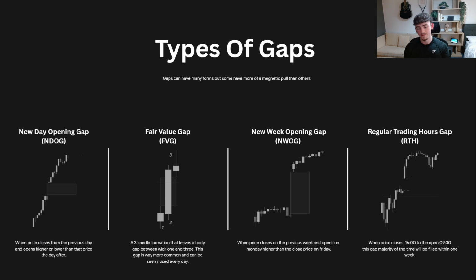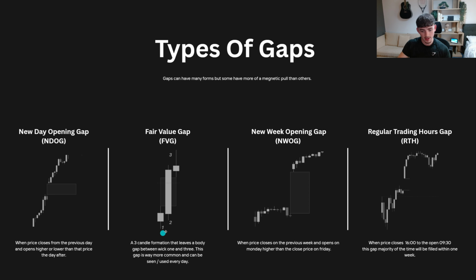And we have a fair value gap. Now, I've spoken about this a lot. This is literally what it is. Very, very simple. A 3-candle formation that leaves a body gap between wick 1 and 3. This gap is way more common and can be seen and used every day.